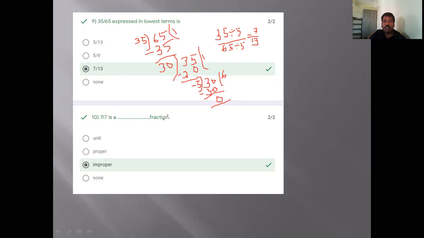7 by 7 is a fraction. Which type of fraction? Improper fraction. Why? Numerator and denominator are both equal. Due to this, these are improper fractions.